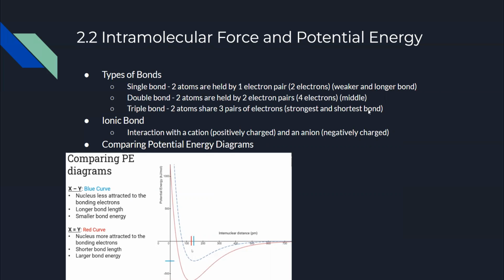And you have an ionic bond, which is an interaction between a cation, which is positively charged, and an anion, which is negatively charged. You can compare PE diagrams, with the blue curve being a single bond. A single bond is shown with the nucleus being less attracted to the bonding electrons, with a longer bond length and a smaller bond energy, while the double bond, which is the red curve, has the nucleus being much more attracted to the bonding electrons, along with having a shorter bond length and a larger bond energy.